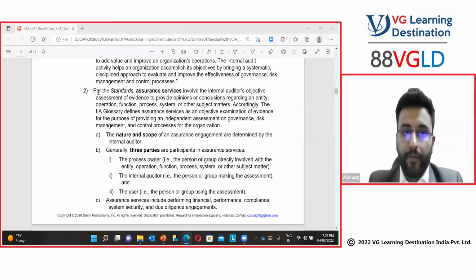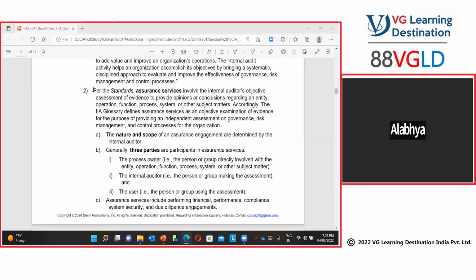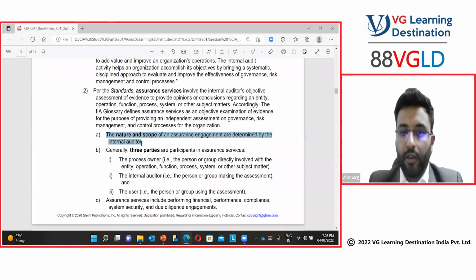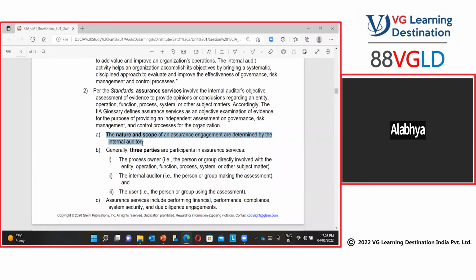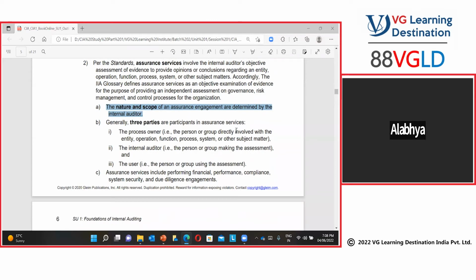Alabhya, please go ahead. So as per standard, assurance services involve the internal auditor's objective assessment of evidence to provide opinions or conclusions regarding an entity, operation, function, process, system, or other subject matters. Accordingly, the IIA glossary defines assurance services as an objective examination of evidence for the purpose of providing an independent assessment of governance, risk management, and control processes for the organization. The nature and scope of the assurance engagements are determined by the internal auditors. There are three parties involved, which are the process owners, the internal auditors, and the user.